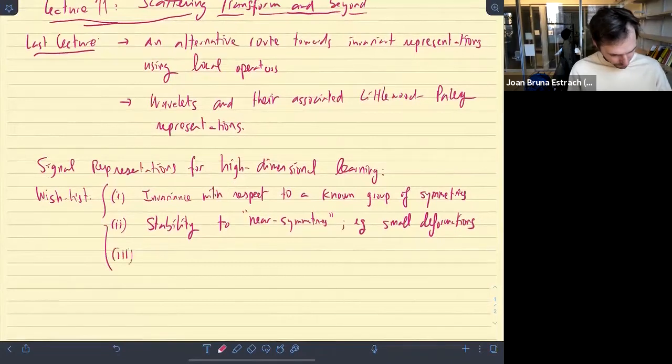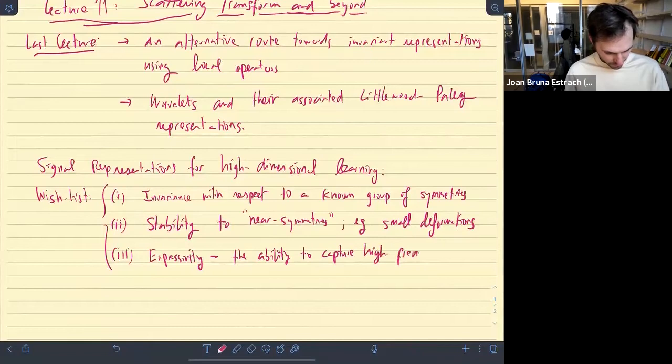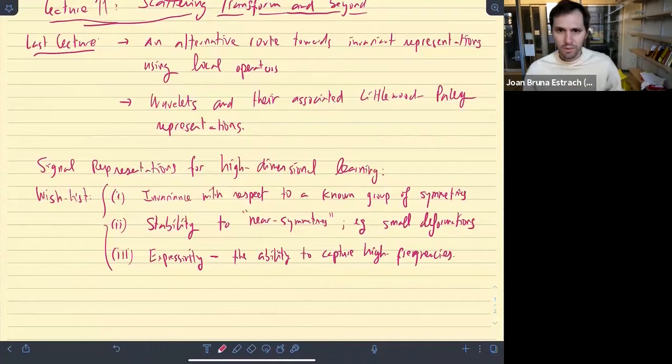And we also, of course, need to complement these two properties with what we call expressivity, or in other words, the ability to capture high frequency. So we don't want a representation that simply destroys the high frequency information.